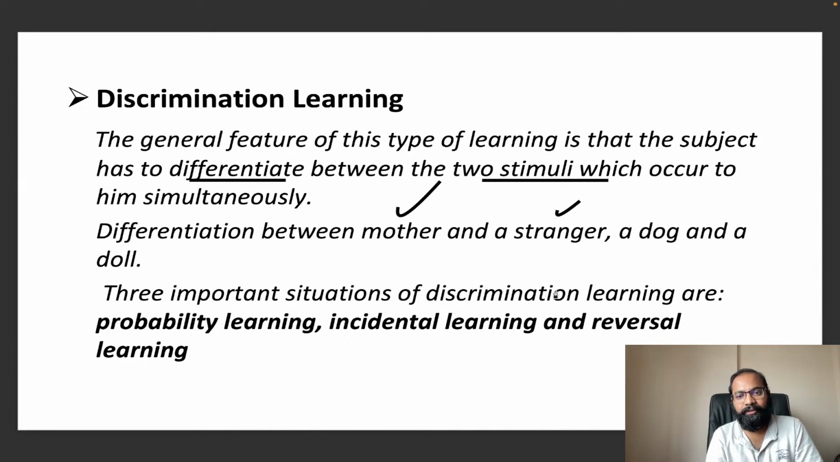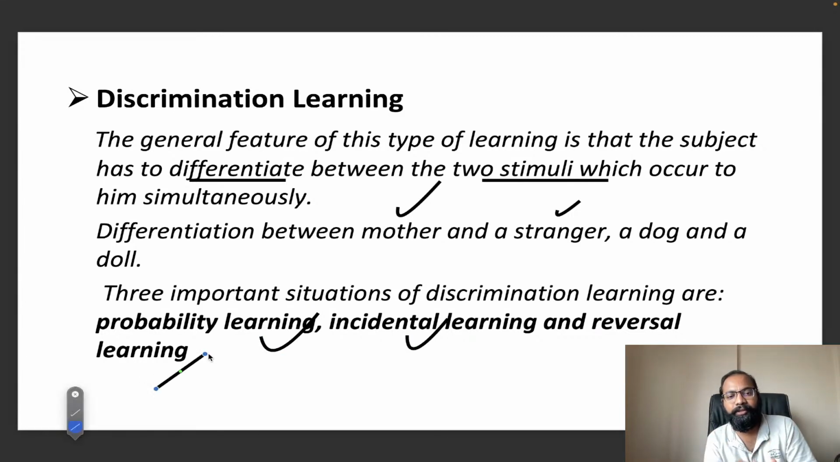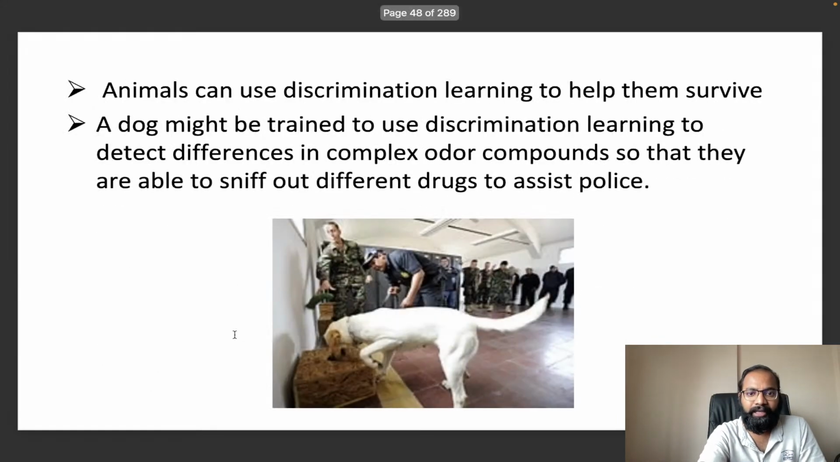The three important situations of discrimination learning are probability learning, incidental learning, and reversal learning. These are the main situations of discrimination learning. Probability means based upon probability conditions, which might be convenient or not convenient to us. We make probabilities based upon our previous experience. If we can differentiate good things and bad things, familiar things and inconvenient things, then it is called discrimination learning.